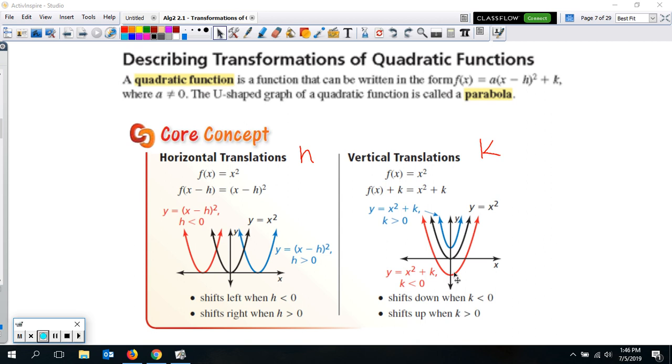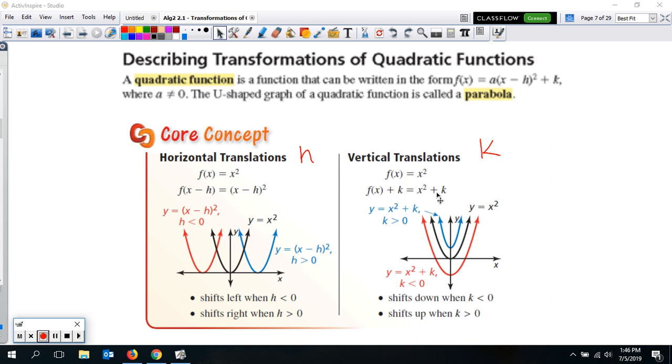And then you have the up and down shift. That's the k number. It's always the one there in the back, behind the function, and it's going to shift it up and down. Our black one there is the parent function. Just moving it up would give us the blue one, and down would give us the red one. That's all it's doing. The shape is still the same. As you can see, they're parallel to each other, but the position is changed from the parent function.